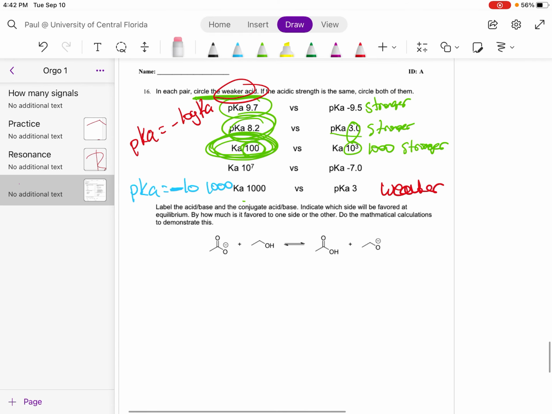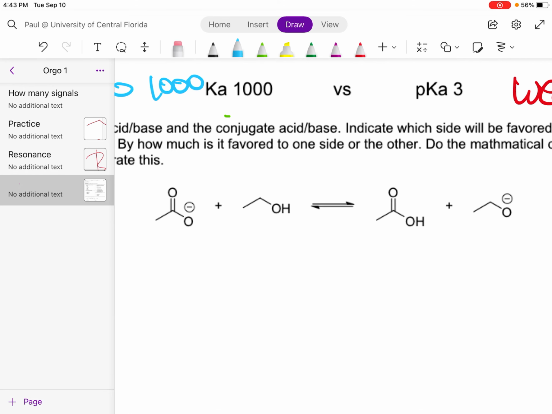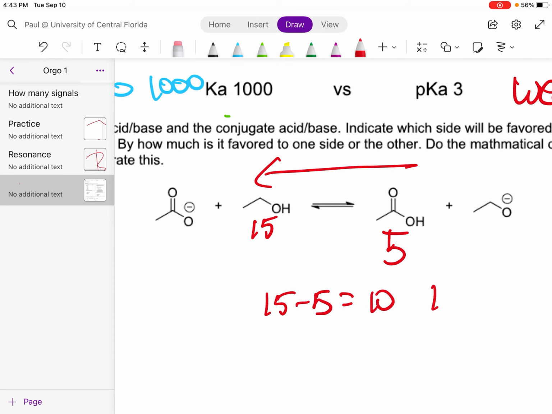Okay, labeled acid, base, conjugate base, indicate which side will be favored. So in this particular problem, you just need to remember your pKa's. Where's your acid here? That's an alcohol, about 16, carboxylic acid. Let's make the math easier for us here. We'll just say 15, and carboxylic acid is 5. Where's the weaker acid? To the left. How far to the left is it going to be favored? 15 minus 5 equals 10. That's 10 raised to the 10. So it's favored to the left by a factor of 10 to the 10.